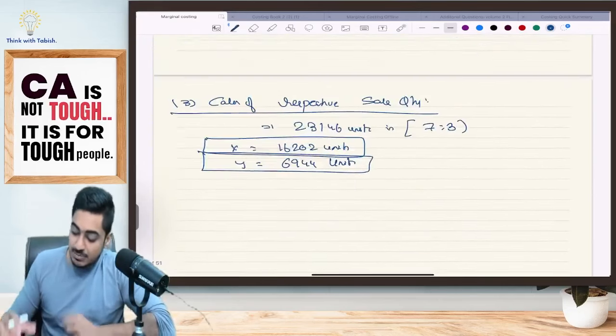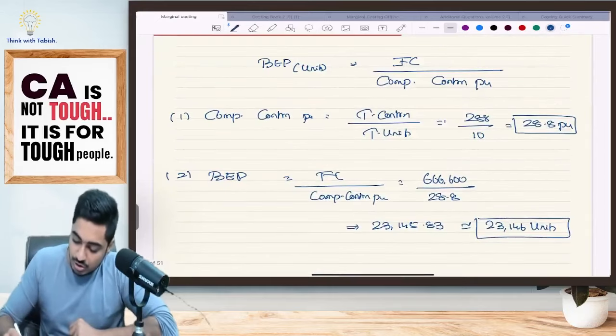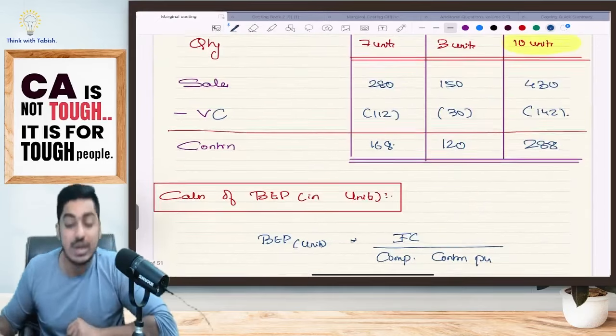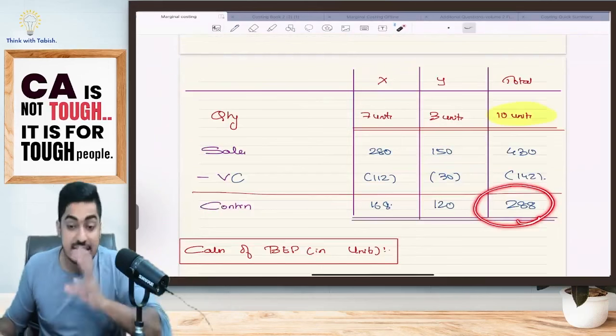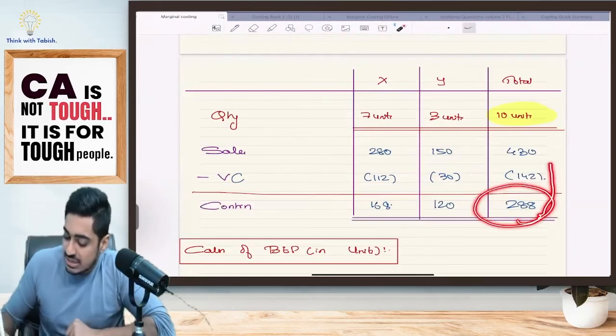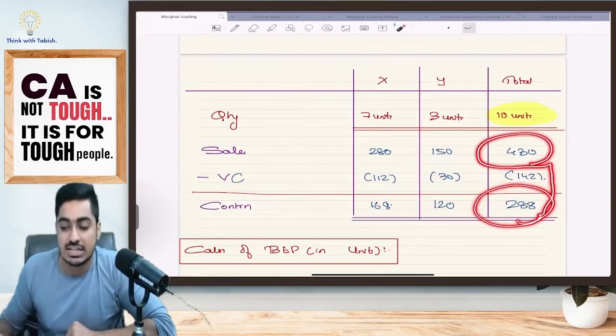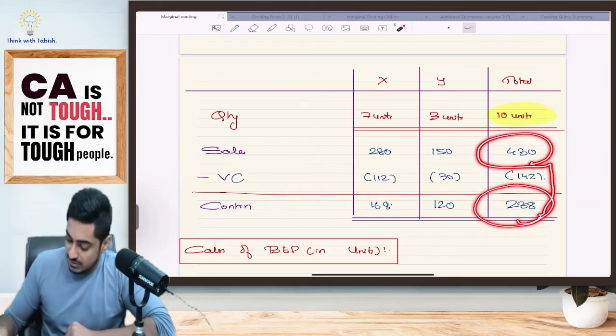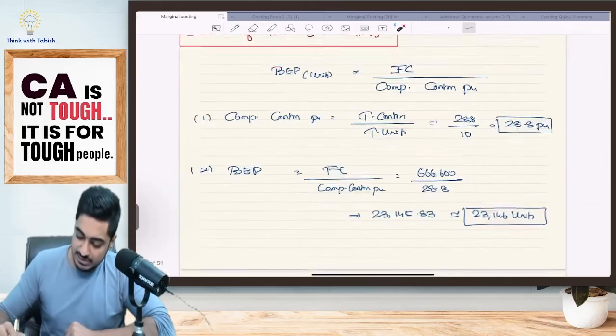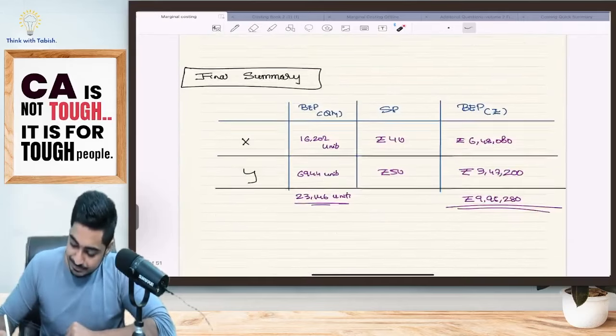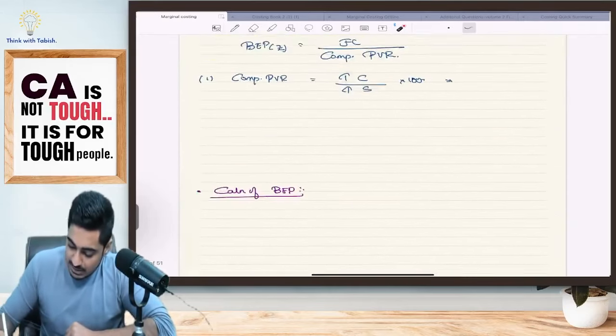If I sell this one bundle, total how much contribution am I getting, students? Total 288 rupees contribution I am getting. This 288 contribution I am getting by making a sale of how many rupees? 430. That means what is going to be my PV ratio, everyone? It is 288 divided by 430 into 100.